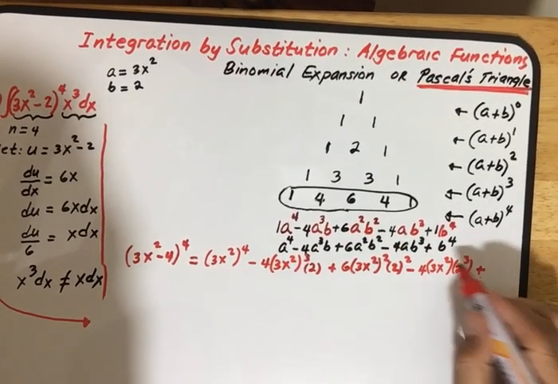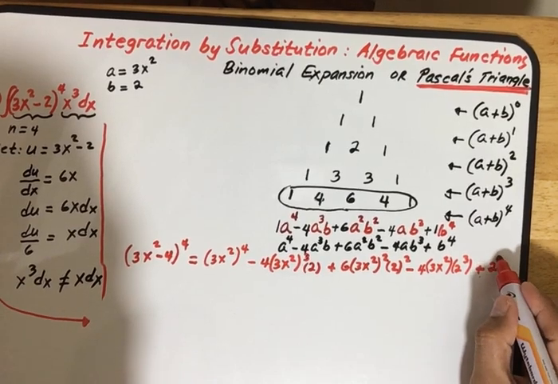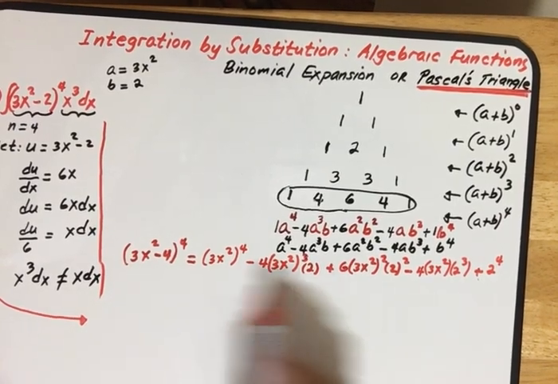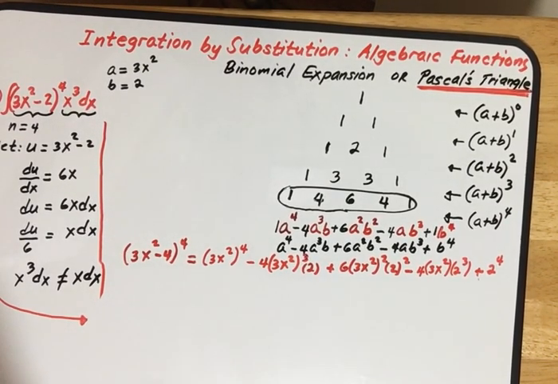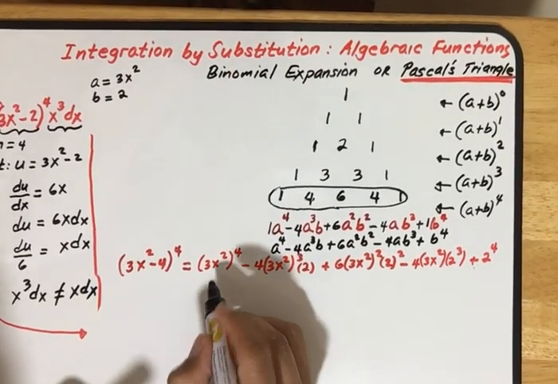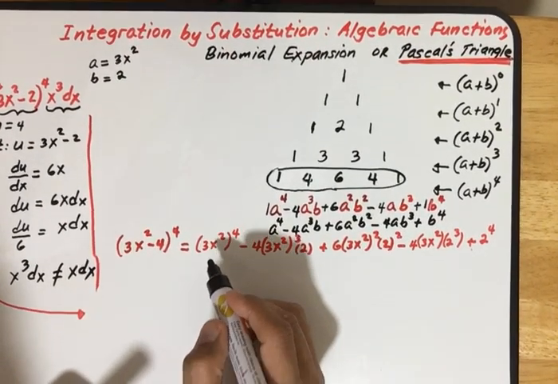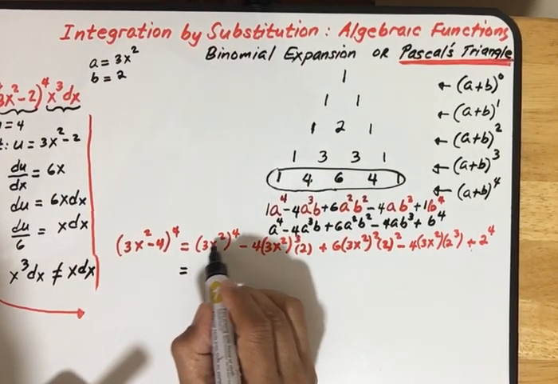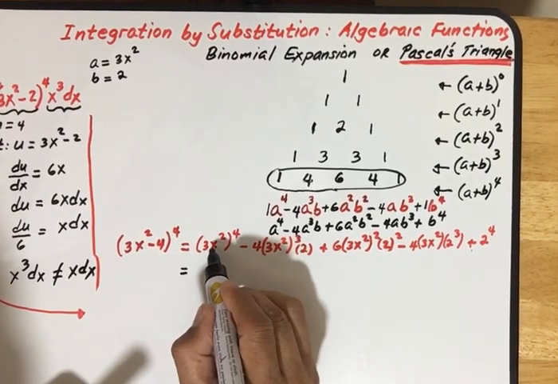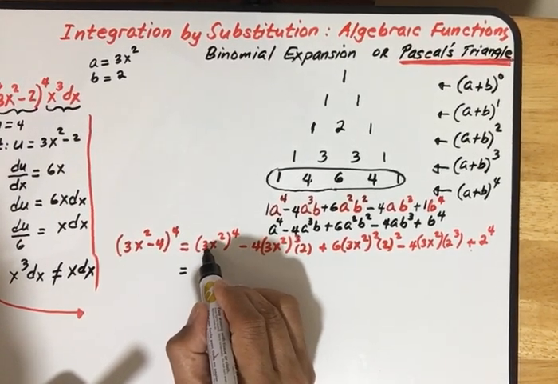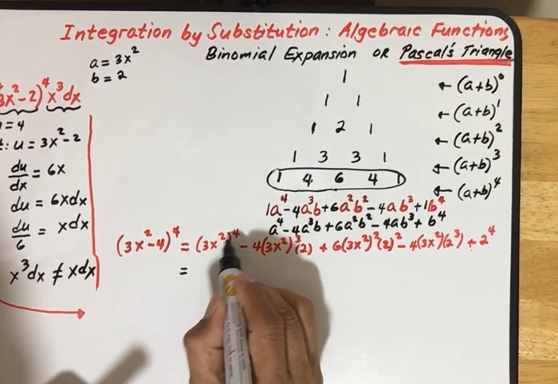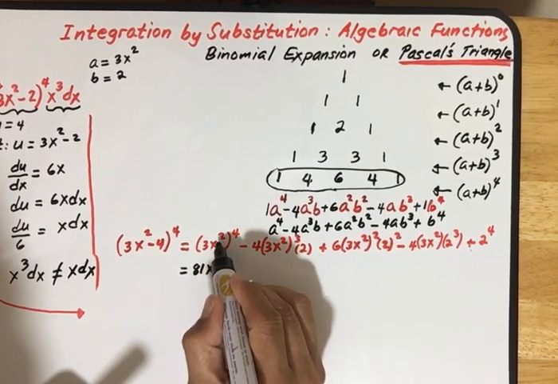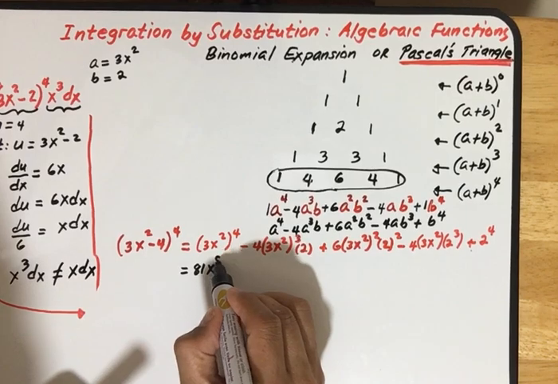Then plus our B is equal to 2, so 2 to the power 4. Okay, so this is the equivalent expansion for this one. Then, using the law of exponents, we can rewrite this. From the law of exponents, you have to raise each of the factors here with this exponent. So we have 3 to the power 4, that is 81. Then x squared raised to the power 4, that is x to the 8.